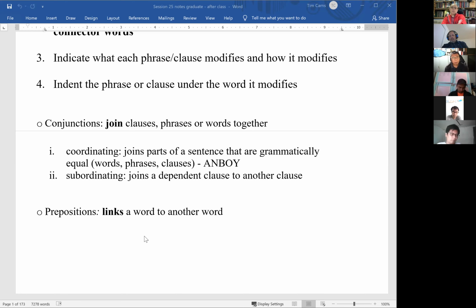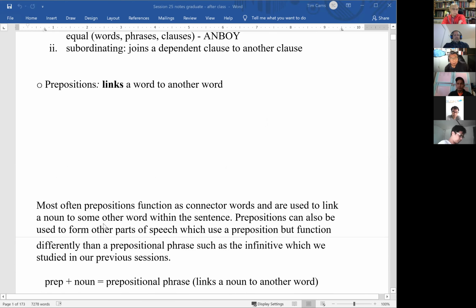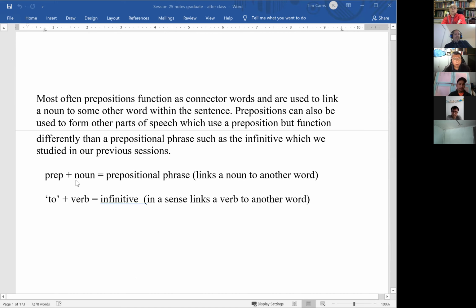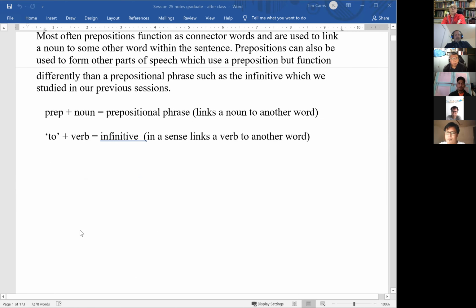All right. And we looked at three ways that they do this. Usually the most common way is they link a noun to another word. Those are called prepositional phrases. And then we also talked about an infinitive. An infinitive uses the preposition to, and sometimes for, rarely, but usually the preposition to with a verb, and in a sense, it links that verb to another word through the preposition.